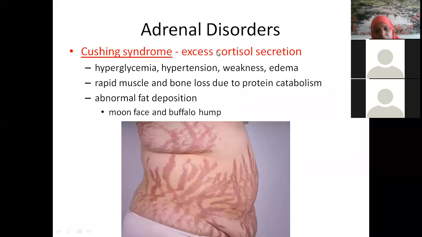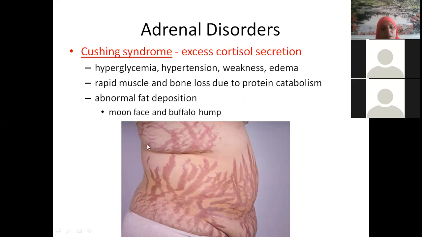Now coming to adrenal disorders, if there is excessive release of cortisol, it will lead to a syndrome called Cushing syndrome. Cushing syndrome is characterized by high blood cortisol, a hormone which increases blood glucose levels. So if this hormone is more, the person will suffer from a diabetes mellitus type of disease. Hypertension, that is high blood pressure, weakness, edema. Muscle weakness will be there, bone also becomes weak, due to protein catabolism, where proteins are being broken down.